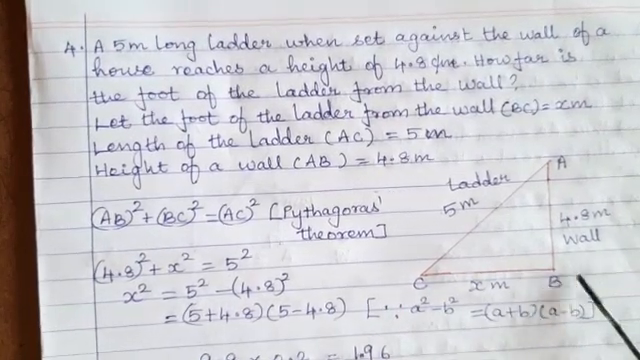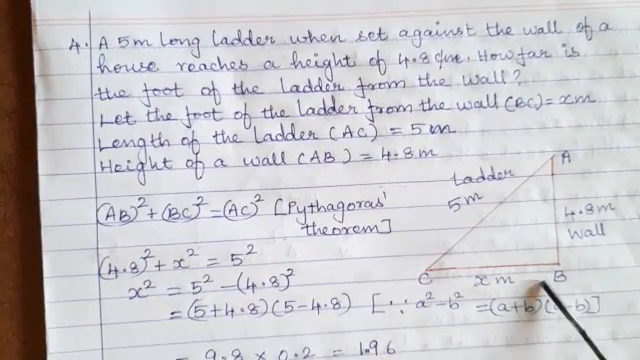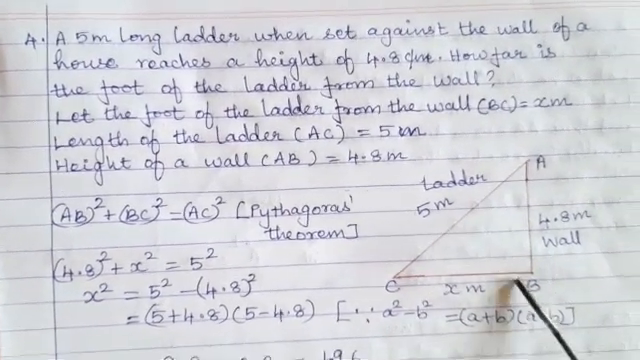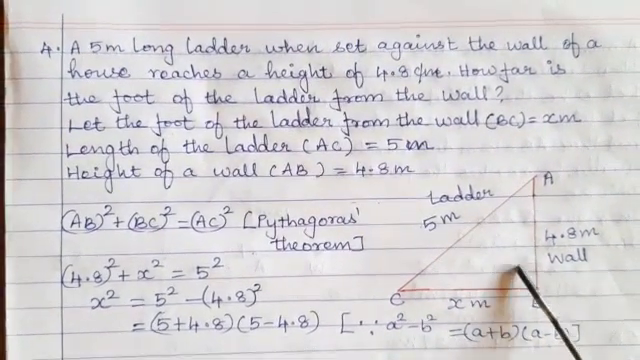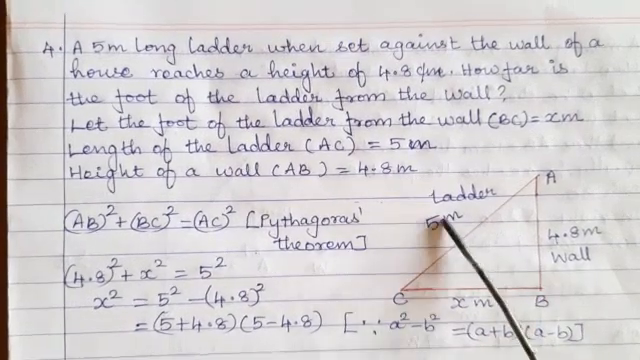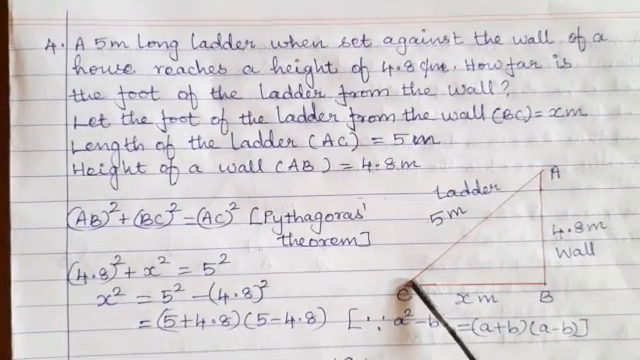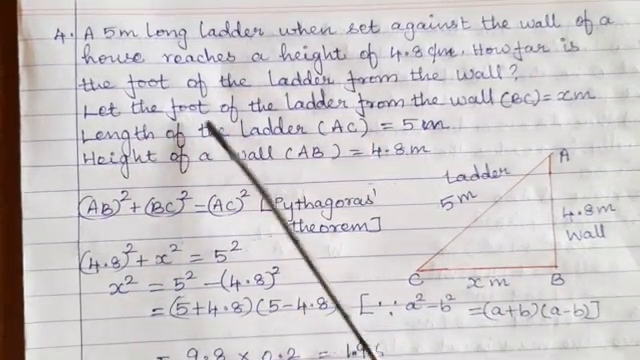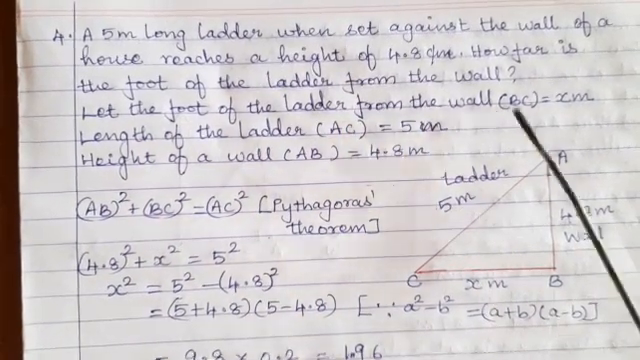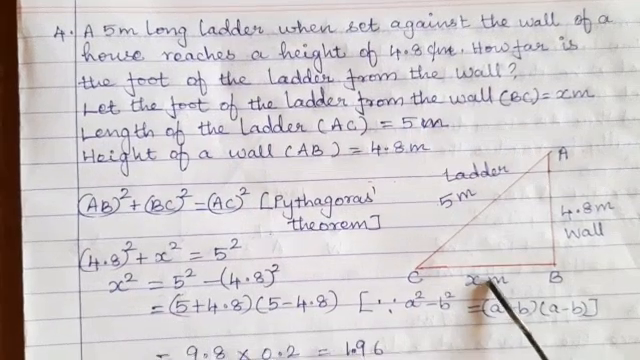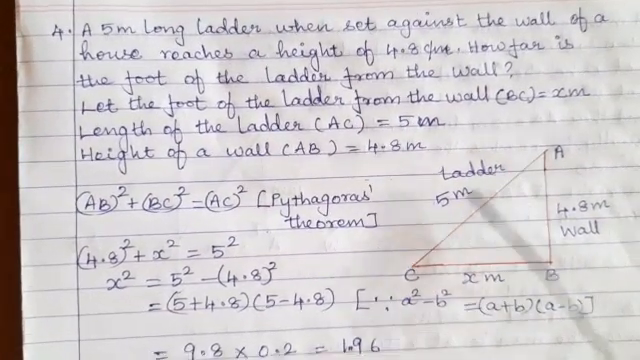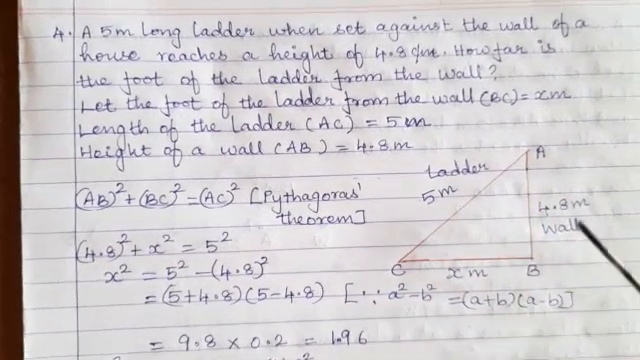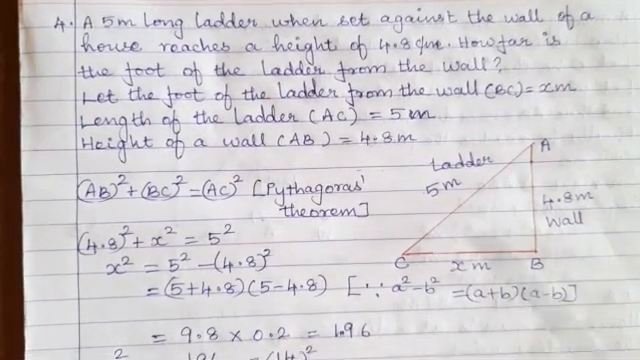So now we have to find CB, that is the base of the right angle triangle. So where is the right angle here? Now B is the right angle. So opposite to the right angle is the hypotenuse, that is AC. Now we will write down here: let the foot of the ladder from the wall, BC, equal x meter. Length of the ladder equals 5 meter, that is AC, and the height of the wall AB equals 4.8 meter.